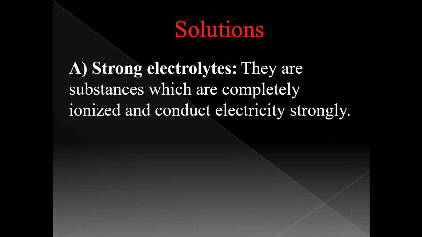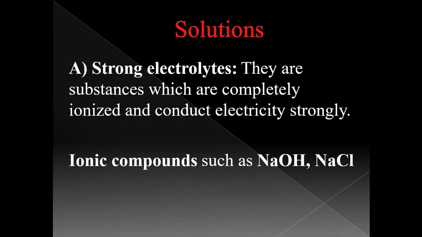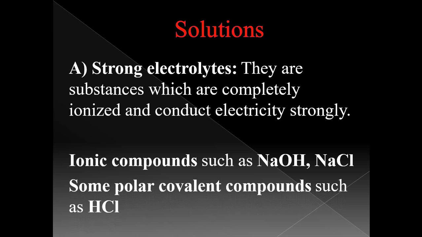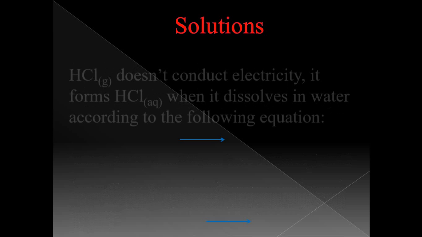So strong electrolytes are substances which are completely ionized, which means that their molecules are all ionized and all dissociate into ions. Okay, so it conducts electricity strongly, such as ionic compounds like sodium hydroxide, sodium chloride, and some polar covalent compounds such as hydrogen chloride.